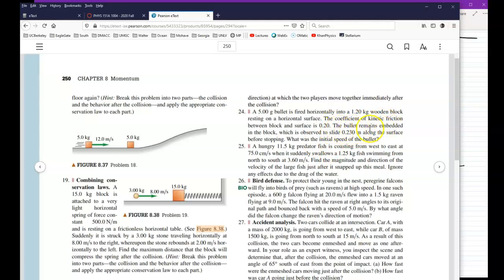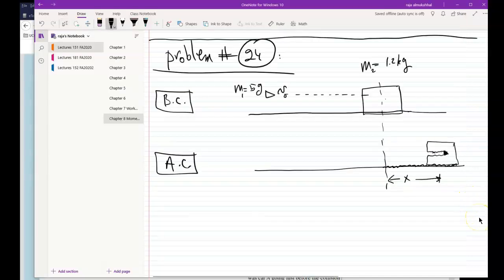He said the bullet remains embedded in the block, which is observed to slide 0.23 meters along the surface. What is the initial velocity? So he gives you x here. Here's the data: x is 0.23 meters, and that's about it. Oh, and he said the coefficient of kinetic friction, mu, is 0.2. He wants to know what v naught is.